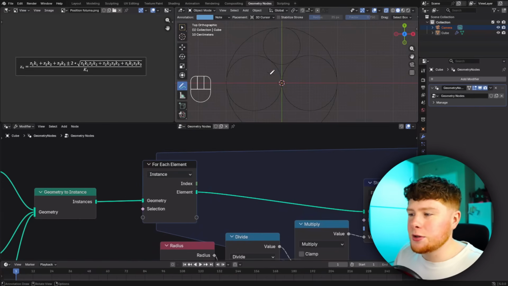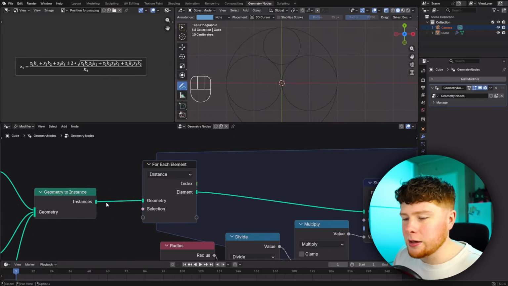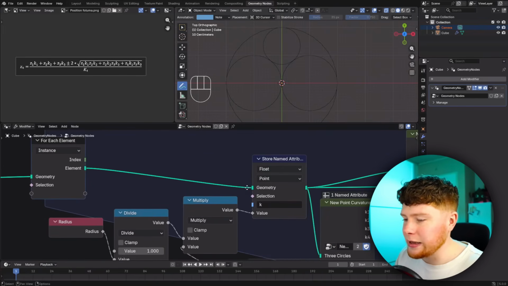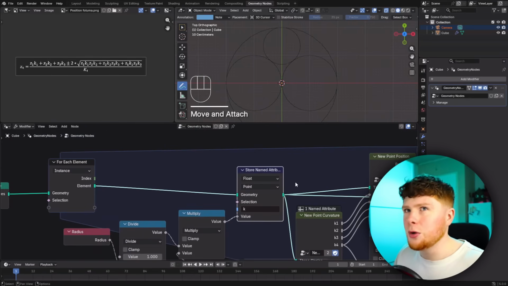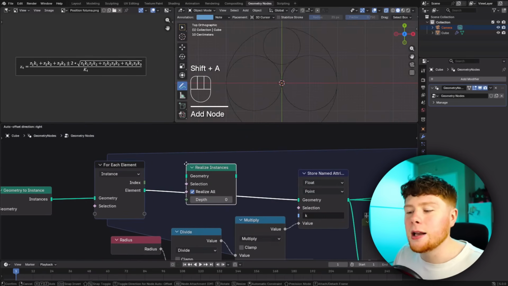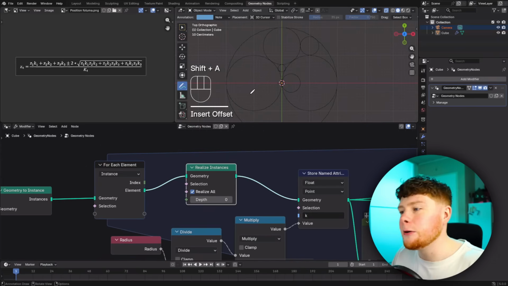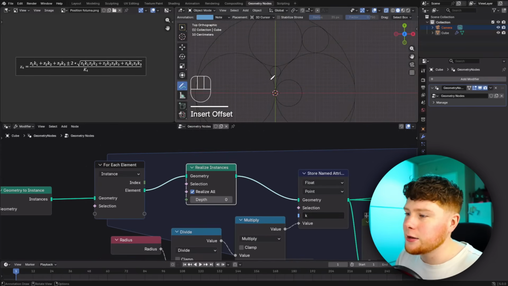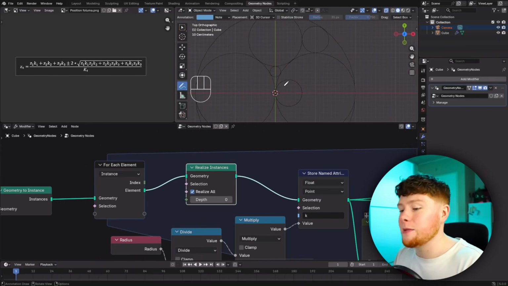However, right now you see it's not really working because it goes in as an instance over here and over here it's still an instance. But these formulas, they don't work if the objects are instances. So we need to realize the instances so that it is real points again. And then you see we get the 3 points at the same time and that's perfect.